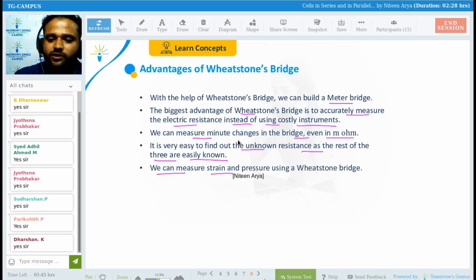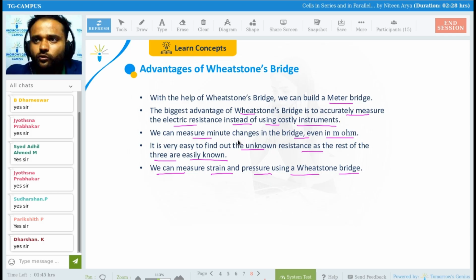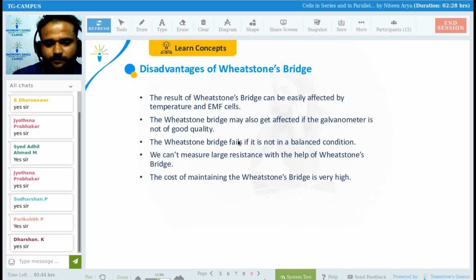We can measure strain and pressure using a Wheatstone bridge also. Strain and pressure, how so? If you know the resistance, you can find the resistivity, length, area and everything with the help of the resistivity of a material and the resistance. So you can find the ratio of length and area. Change in length upon length is strain, and force per unit area is pressure. So using this relation. Is this clear, everyone? These are just a few advantages which you can read out even after the class.